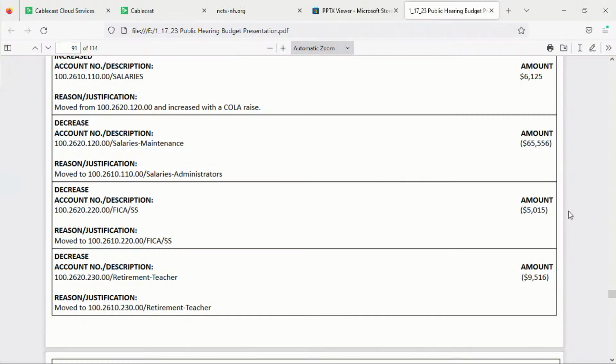And these are some of the changes. That first line is me, and the COLA increase for that, and that came out of the facilities. The custodians and maintenance people, they pulled me out separately now. And then you'll see the decrease there. And then you will see the insurance decrease, and then the retirement decrease as well.